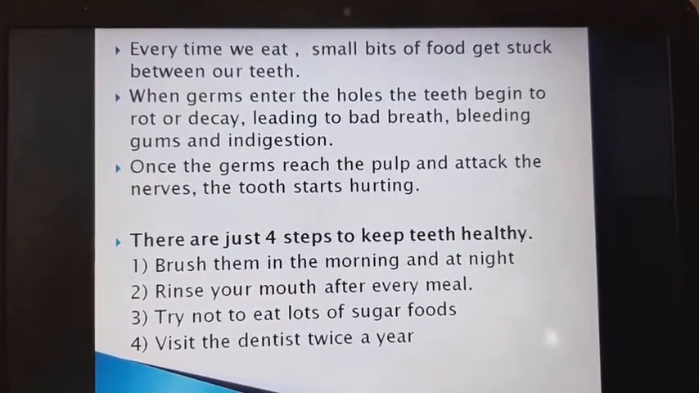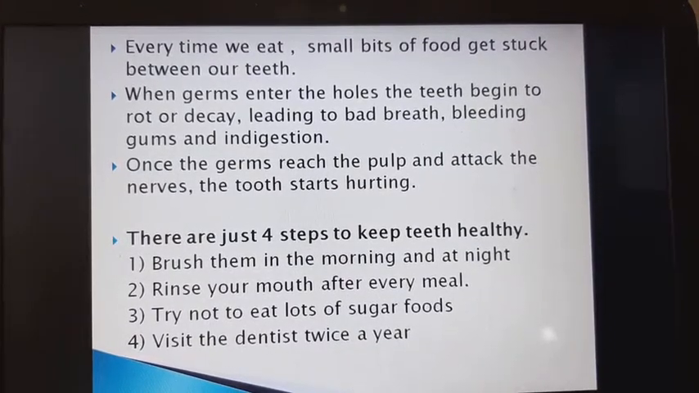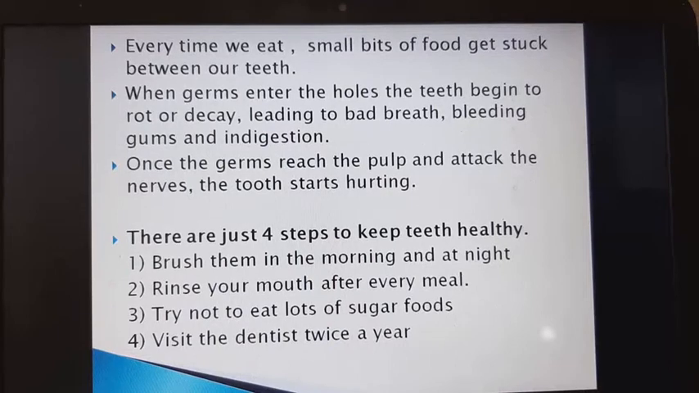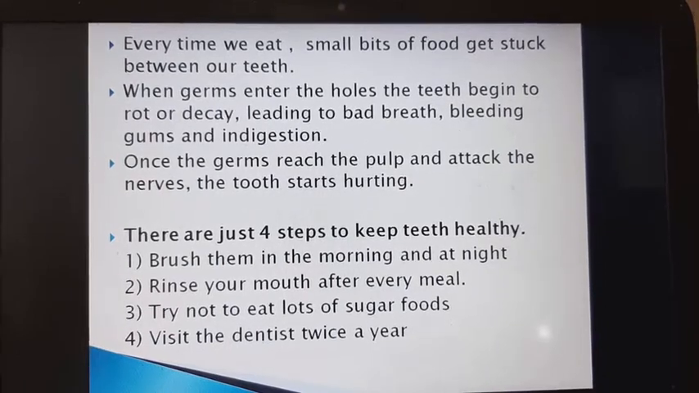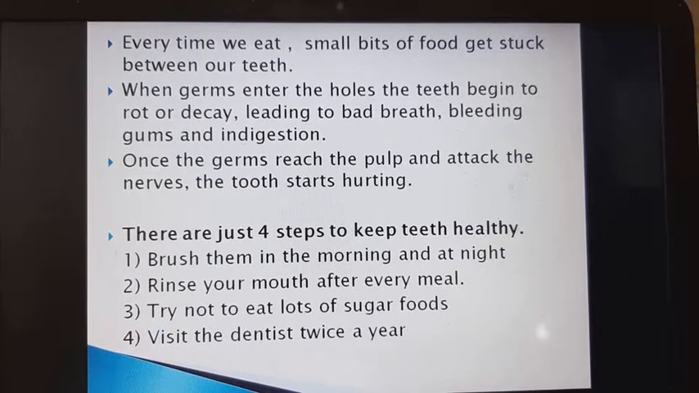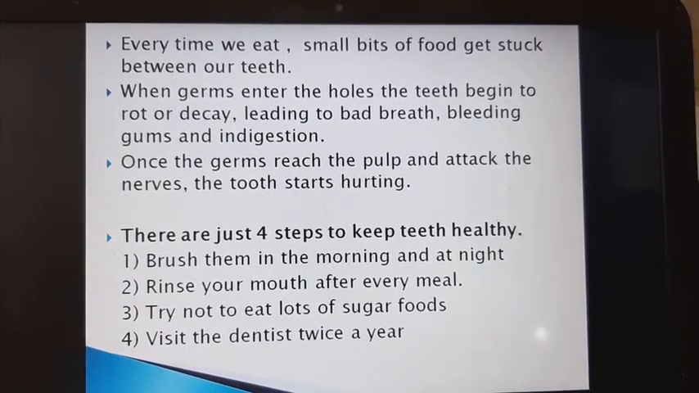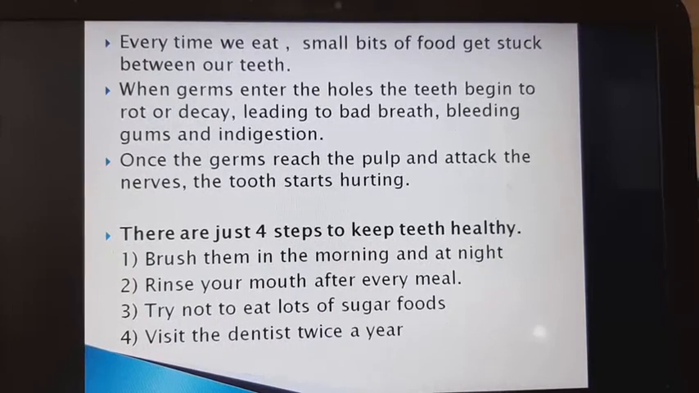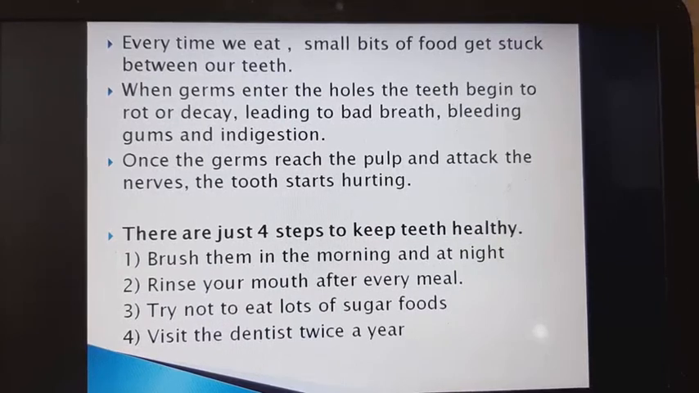Every time we eat, small bits of food get stuck between our teeth. When germs enter the holes, the teeth begin to rot or decay, leading to bad breath, bleeding gums, and indigestion. Once the germs reach the pulp and attack the nerves, the tooth starts hurting.